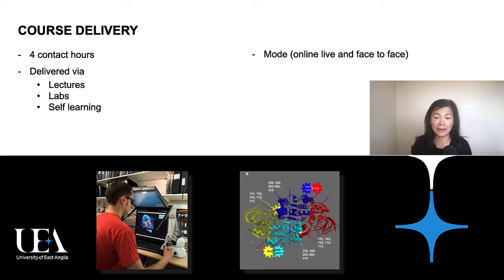The module is delivered via a combination of lectures, labs, and self-learning. There are 4 hours of contact time per week, 2 hours of which are allocated to lectures, which will be delivered online. The remaining 2 hours are lab sessions, which will be run in the postgraduate lab at the school. Learning materials are available on Blackboard, as well as the information about the recommended reading and textbooks. You are expected to do some self-learning on this module. The recommended textbooks are very good and they are very easy to read.